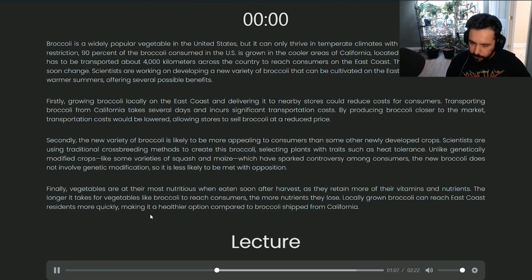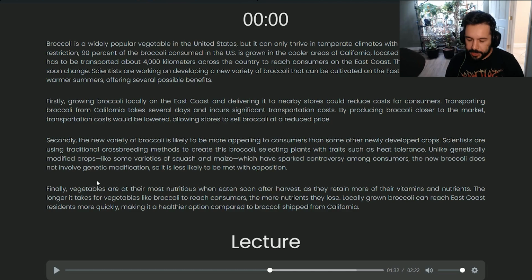Financial support for this research comes from the same companies that created genetically modified crops in the past. Because those companies used genetic modification techniques with other crops, many American consumers distrust those companies and might distrust any project that those companies are involved in. This might lead the consumers to reject the new broccoli as well.